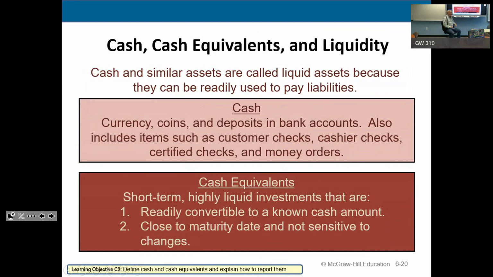If you're one of those people who's wondering how to do a classified balance sheet, what's the order that it needs to go in? Well, it goes in order of liquidity, but all these things are considered cash. Equivalents are short-term, highly liquid investments that we can readily convert into a known cash amount, close to a maturity date, not sensitive to changes in interest rates. I mean a CD that's almost mature, and it's a CD with a set interest rate, something like that.